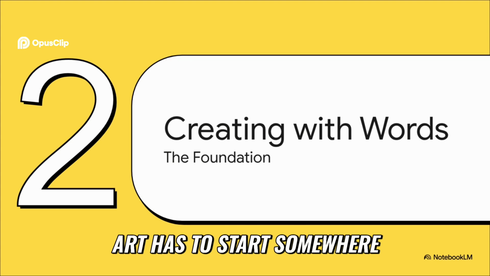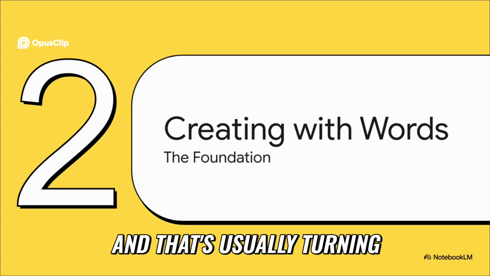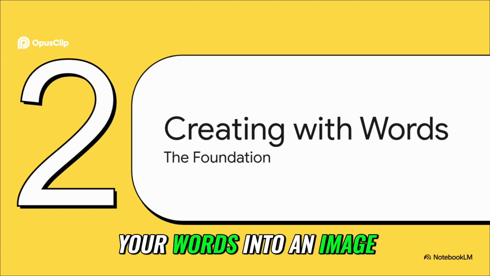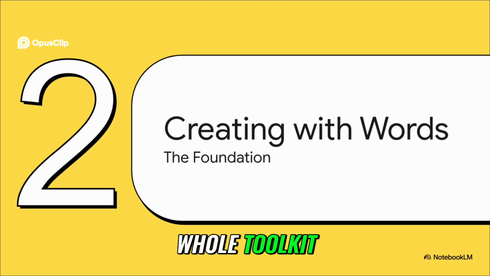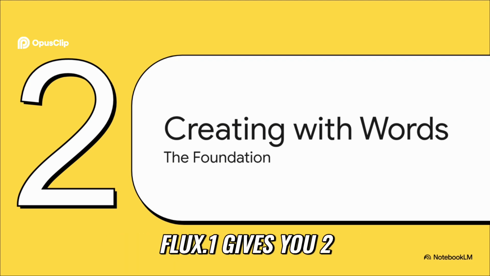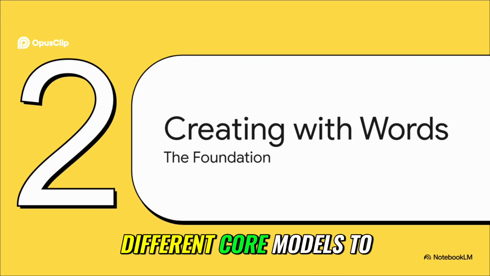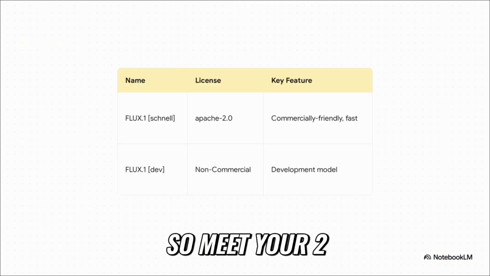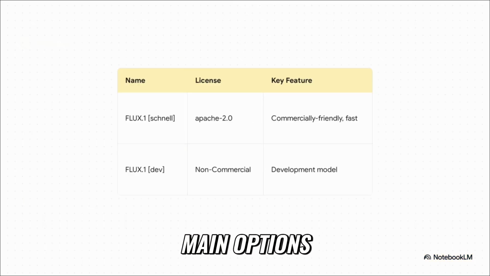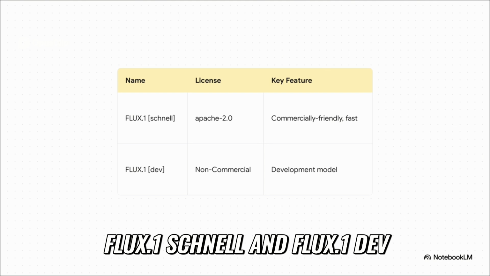All right, let's start at the beginning. Every piece of AI art has to start somewhere, and that's usually turning your words into an image. This is the foundation of the whole toolkit. And right from the get-go, Flux.1 gives you two different core models to choose from. Okay, so meet your two main options, Flux.1 Schnell and Flux.1 Dev.